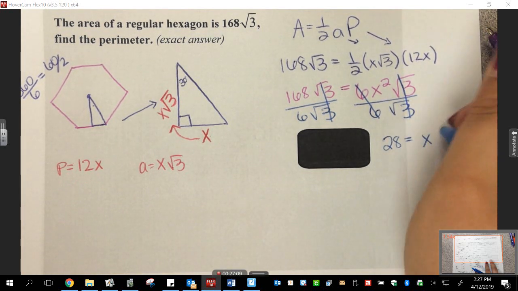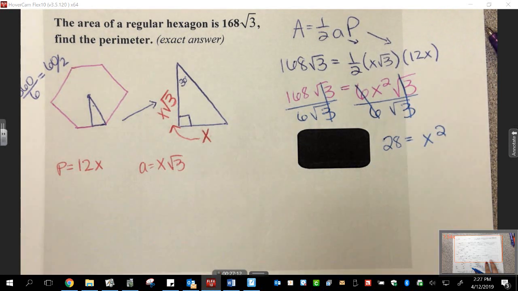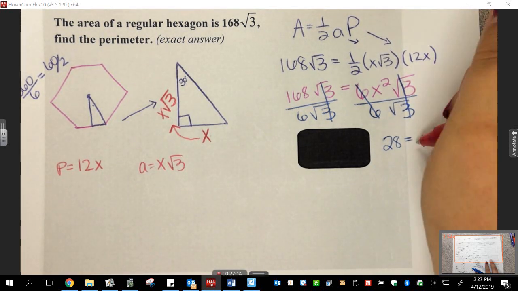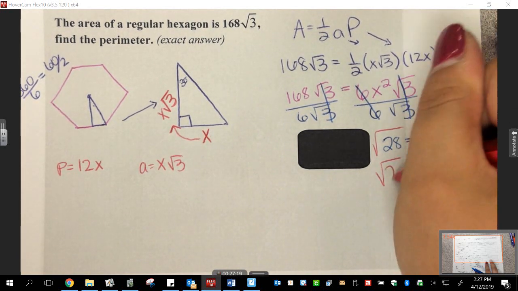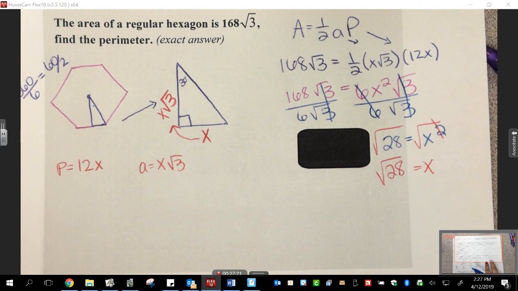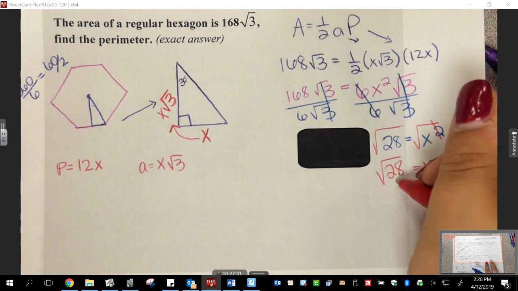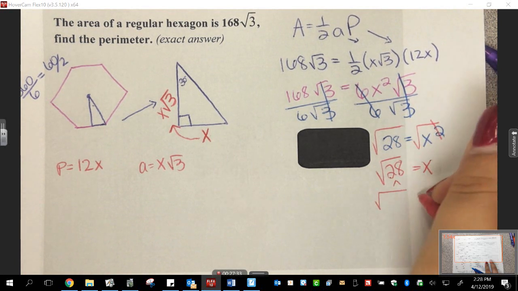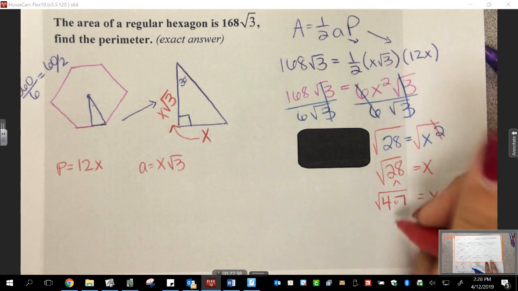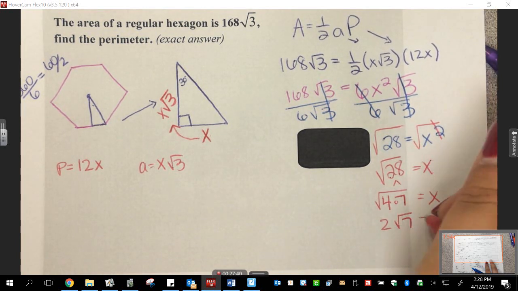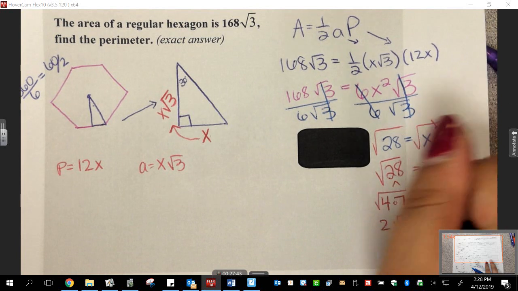28 equals x squared. What do I do? Square root it. And of course, Miss Olivar is just the sweetest thing you've ever met, so she's not going to let you use a decimal. Too confusing. What do I do? You square root it. What does that give me? 7 and 4. And what's the square root of 4? 2. So x is 2 square root of 7.